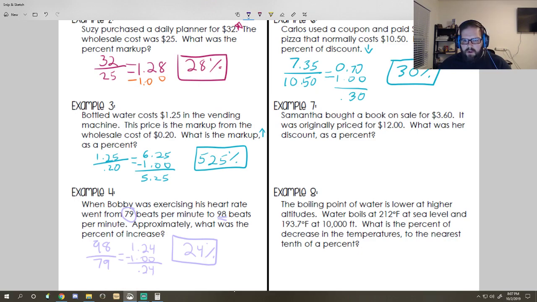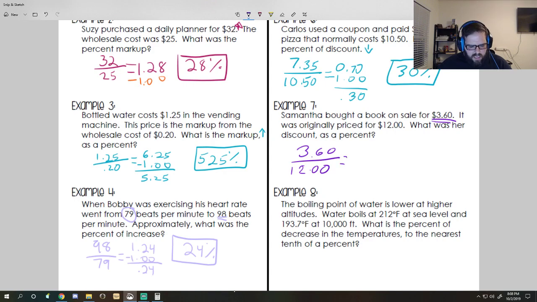Samantha bought a book on sale for $3.60. It was originally priced at $12. Good job on that sale, Samantha. What was her discount as a percent? So what we're looking at now is the price that she bought the book for. She bought the book for $3.60. The original price was $12.